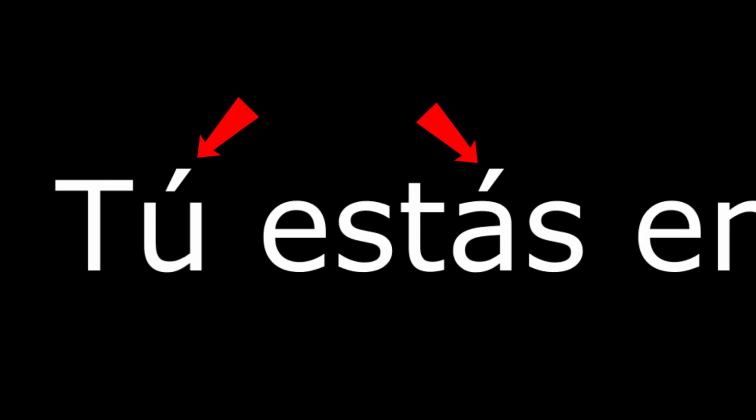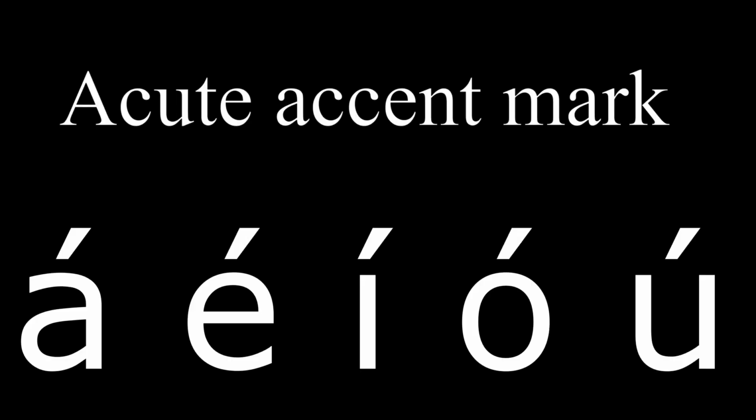Okay, so you're learning Spanish and come across these things. You think, that's weird, I've never seen these in English. And you're right, because the English language doesn't use them. They're called diacritics, also known as accent marks or diacritical marks. There are many different diacritical marks, but the acute accent mark is what you'll come across in Spanish.